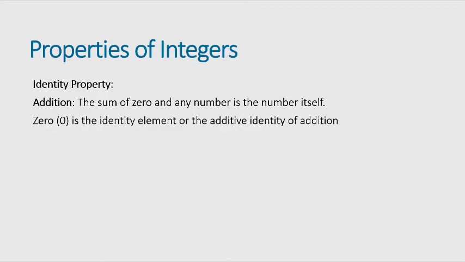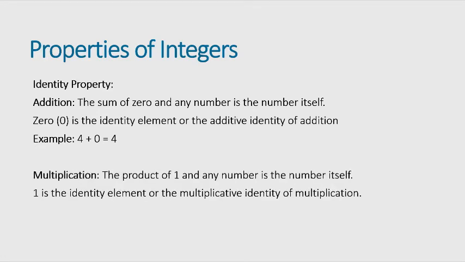Next property is the identity property. So in addition, the sum of 0 and any number is the number itself. 0 is the identity element or the additive identity of addition. So for example, 4 plus 0 is equal to 4. For multiplication, the product of 1 and any number is the number itself. 1 is the identity element or the multiplicative identity of multiplication. For example, 7 times 1 is equal to 7.